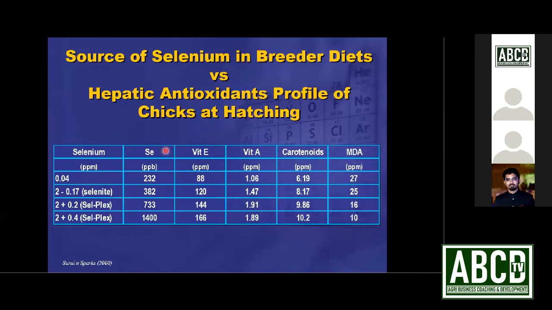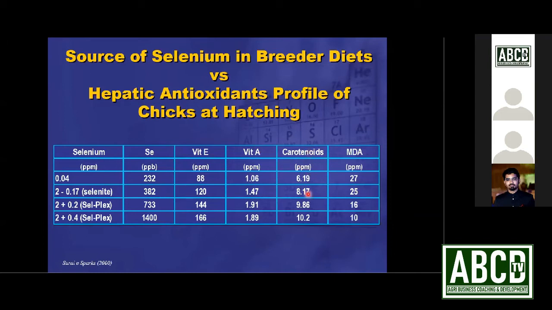And what really called the attention here of the investigators is that not only selenium improved in the egg, but also vitamin E, vitamin A, and carotenoids. All of them have in common that they are liposoluble. So there is a sparing effect by using organic selenium, especially organic selenium, on all liposoluble substances like vitamin E, vitamin A, and carotenoids in this case.